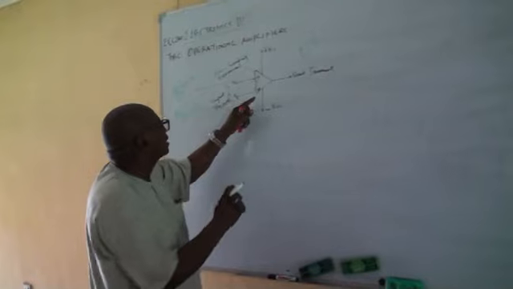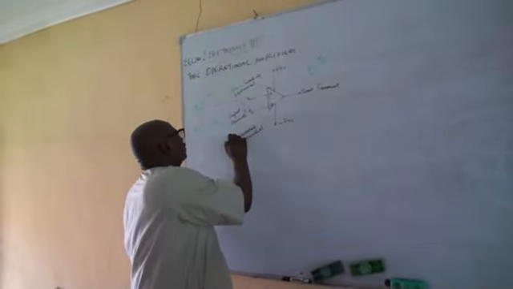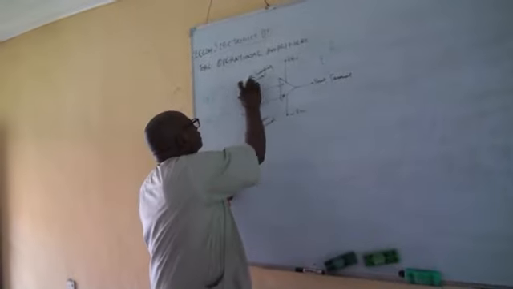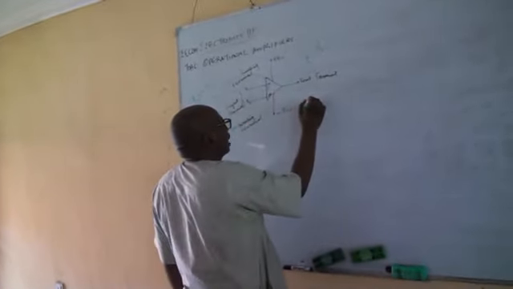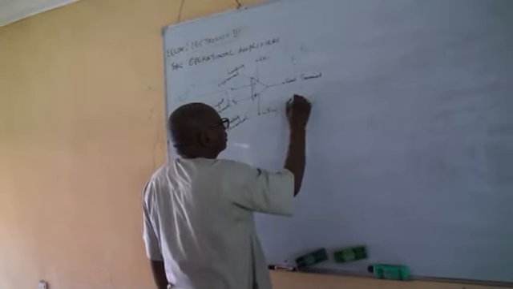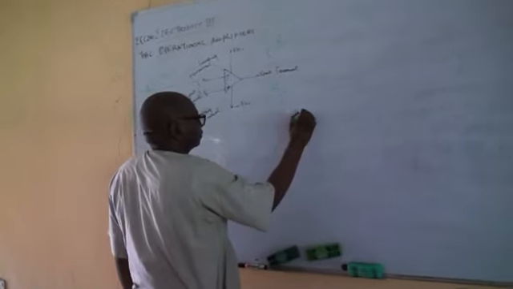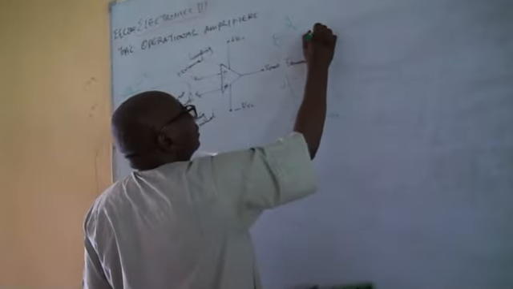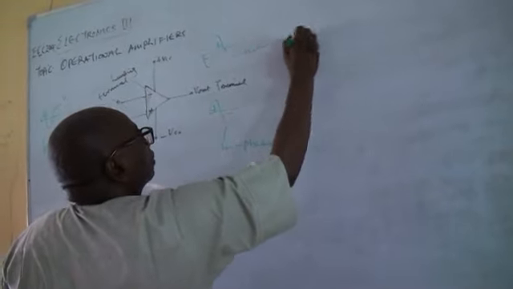If the signal enters the positive, which is the non-inverting terminal, sorry, this is the non-inverting terminal, this is the inverting, sorry. This one here, when it enters here, the output is going to be like this. That is going to be in phase to the input, and this one will be out of phase to the input. Can you see how it behaves?